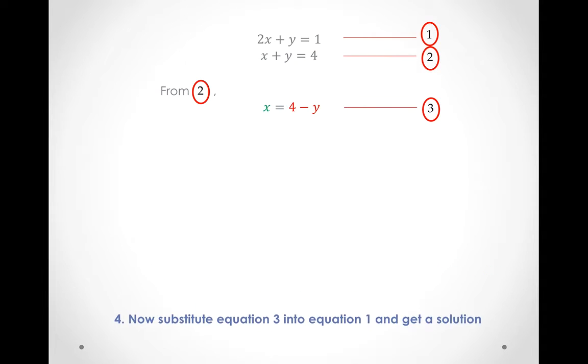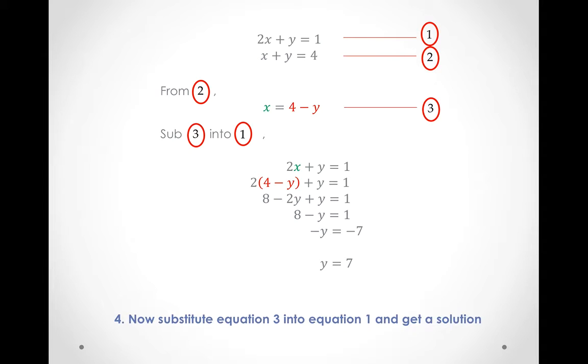Alright, step 4. Now this is going to be a bit of a tricky part, so please watch carefully. Step 4, we now need to substitute equation 3 into equation 1 and get a solution. So, your writing would need to say sub 3, meaning equation 3, into 1, meaning equation 1. So, watch this. It's a little confusing. I'm going to go through it step by step.